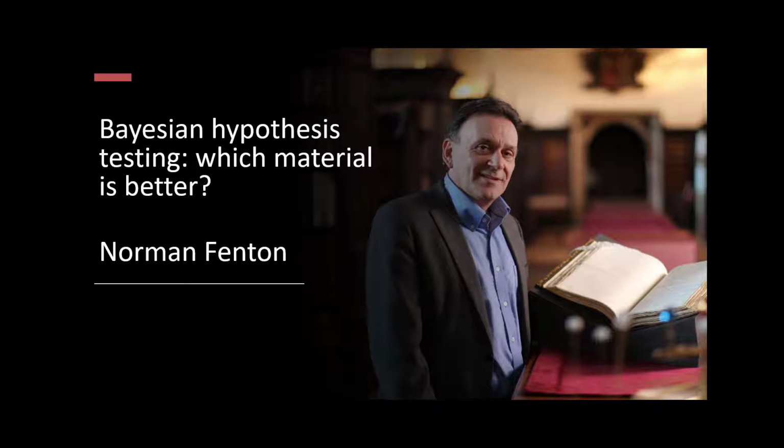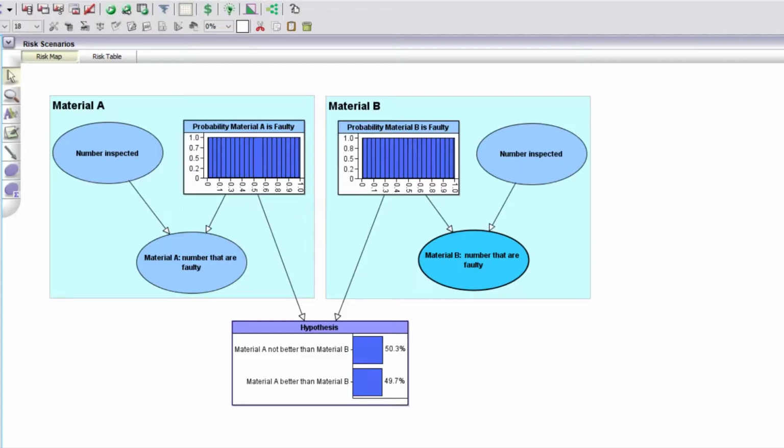In this example of Bayesian hypothesis testing, we assume that some proportion of components made of particular materials are faulty. By sampling components of material A versus components of material B, we want to be able to determine which material is better, i.e. less likely to be faulty.